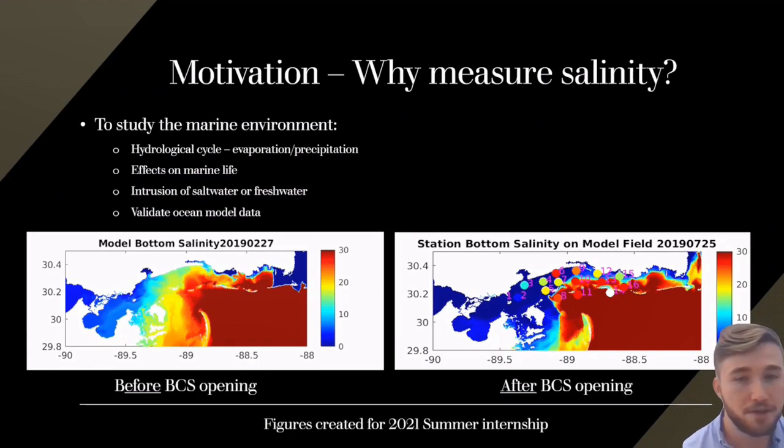Here on the right, the figure is indicating model data again for salinity, some 5 months after the initial opening of the Bonnie Carey spillway, coupled with colored circles that are indicating in situ data measurements of salinity, stationary measurements that were performed by University of Southern Mississippi. Being 5 months after the spillway, where the spillway was opening for weeks at a time, you can see a massive intrusion of fresh water, which had a massive impact on the Gulf of Mexico and the economy and the marine ecology. And this is just the beginning of some of the importance of studying ocean salinity and why it's important to measure it.